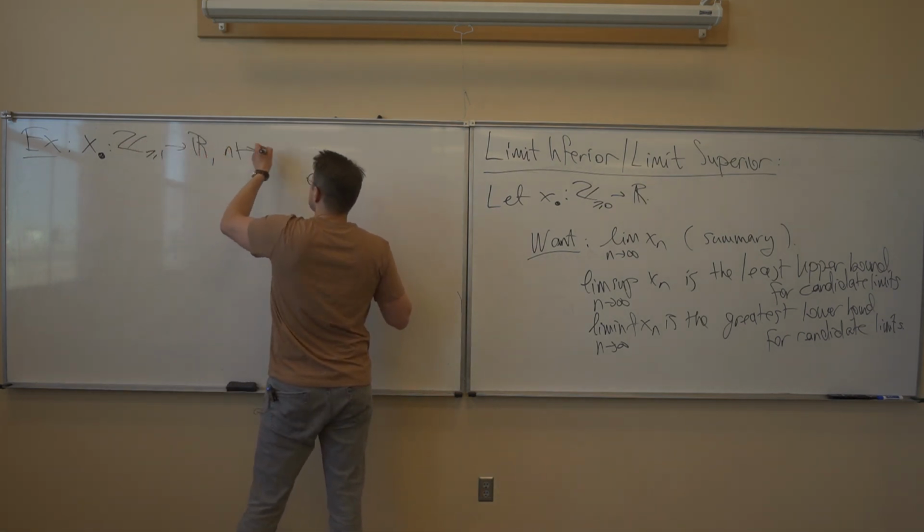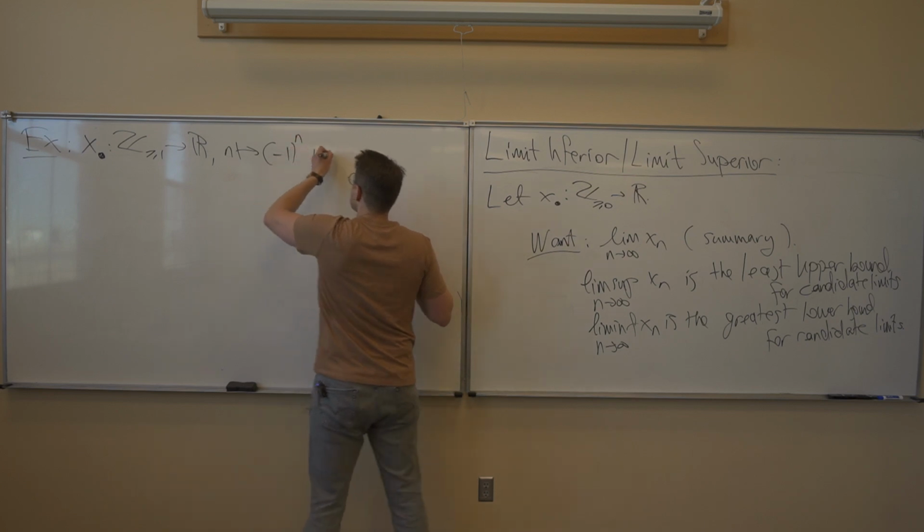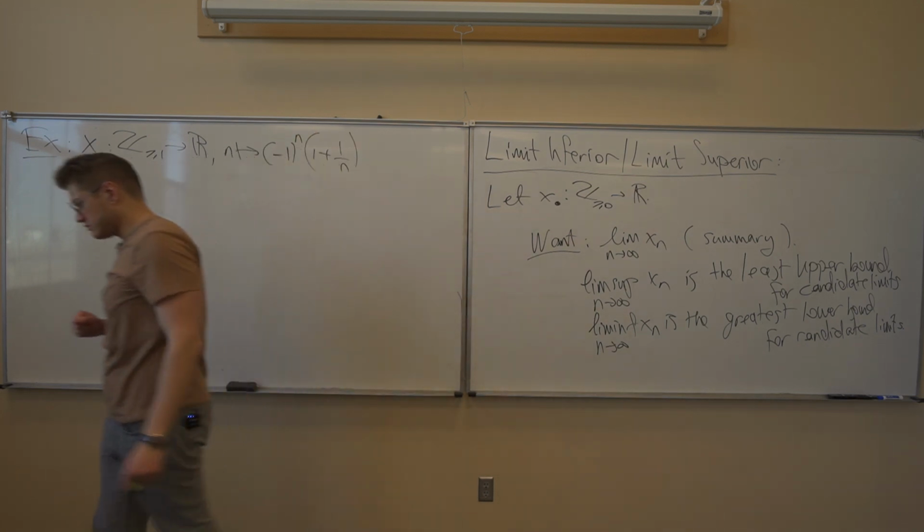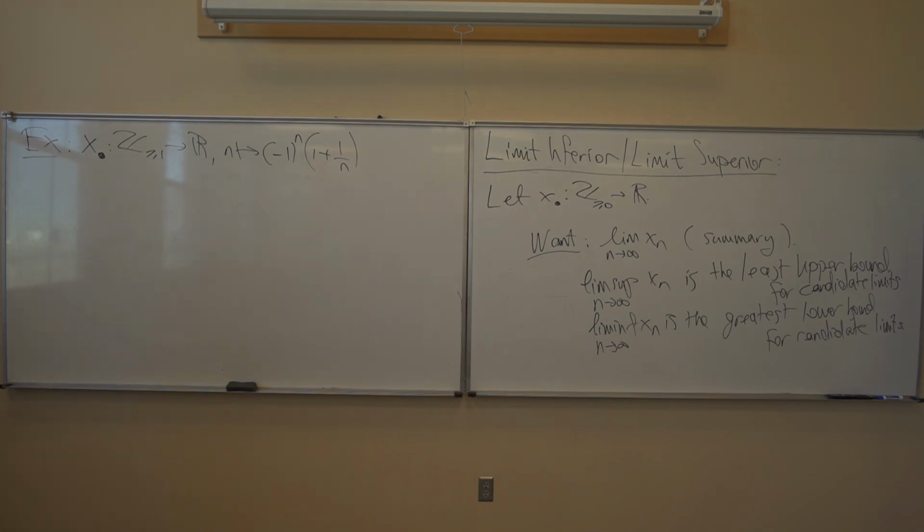At time n, I want it to be (-1)^n (1 + 1/n). Okay. Now this is a sequence, okay? It doesn't have a limit, doesn't converge.